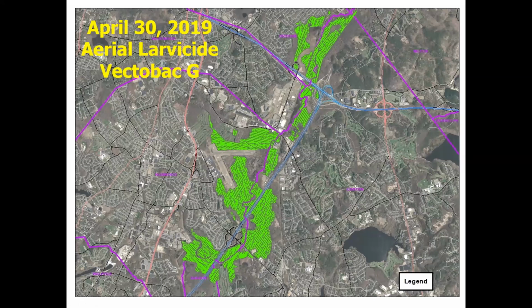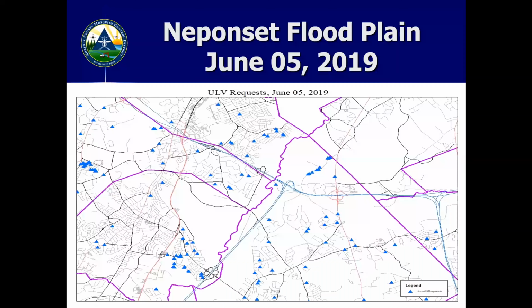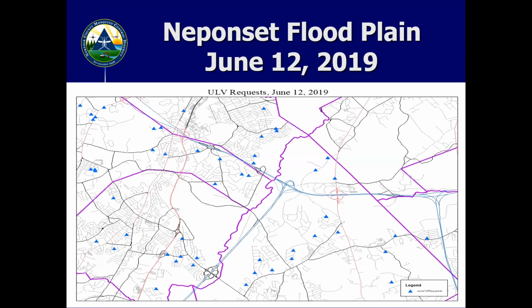So on April 30th, we did the aerial larvicide with VectoBac G, covering that area there. And these were the requests at the beginning of June during our first night. Certainly a lot less than the prior year, 2018, and certainly a lot less than 2013. Just to compare apples to apples, this was our second ULV that year, and the requests had obviously come way down. So yes, there were some mosquitoes, one ULV took care of it, end of discussion for that area.